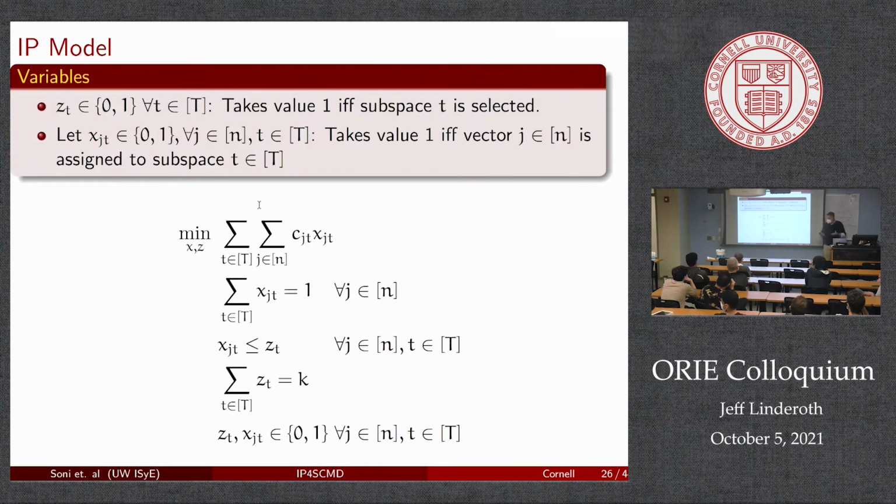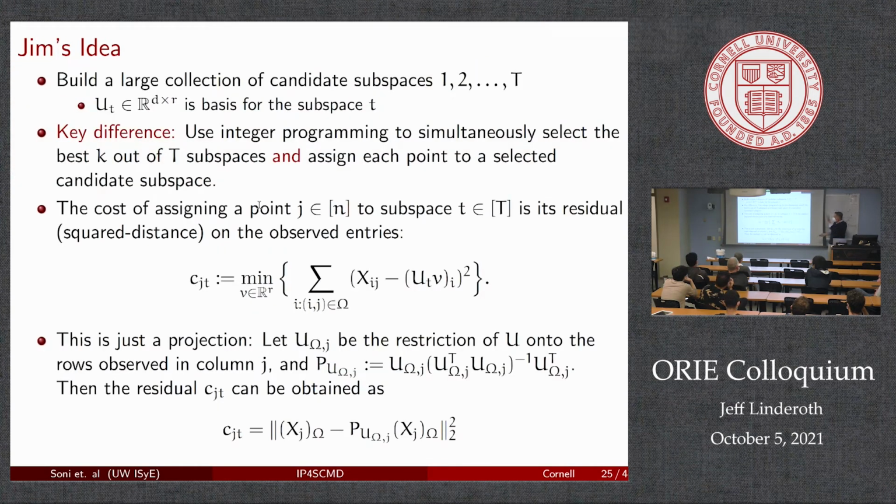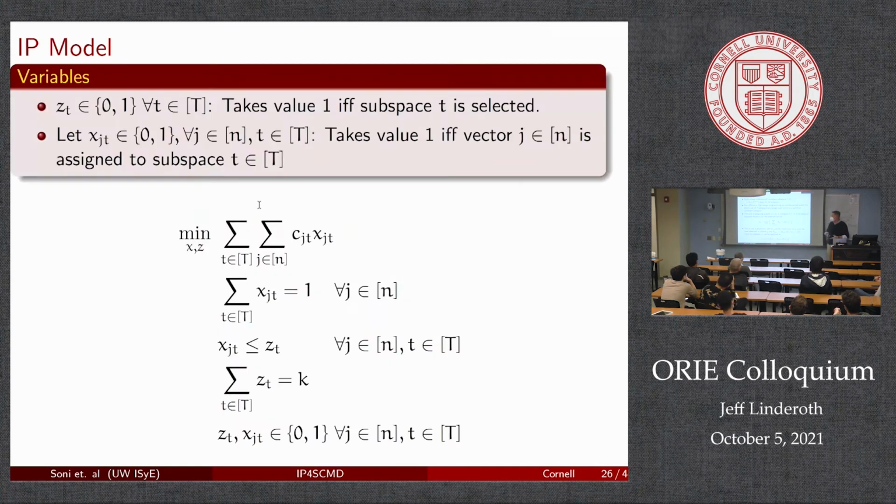And so if I have these T subspaces given and I have the J points, I have to compute these numbers: how much I like, or the disutility of, assigning point J to subspace T. And then I can write it as this integer programming formulation where I not just have binary variables for whether I want to choose a particular subspace, but I also have these binary assignment variables. I'm going to minimize the total assignment cost. I'm going to make sure that each point is assigned to exactly one subspace. But I can't just assign the points willy-nilly to any subspace I like. I can only assign a point to a subspace if I'm selecting it as one of my k.